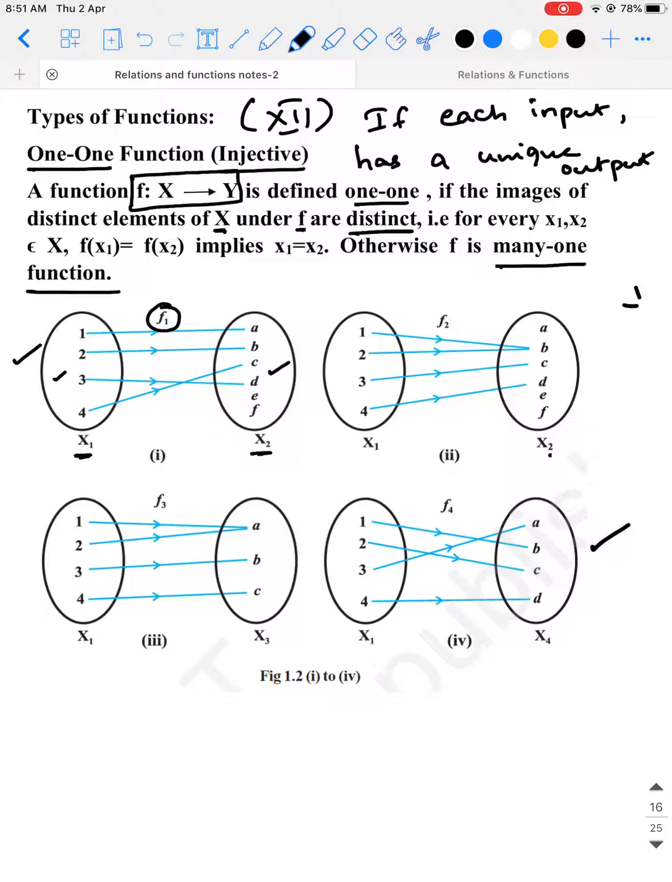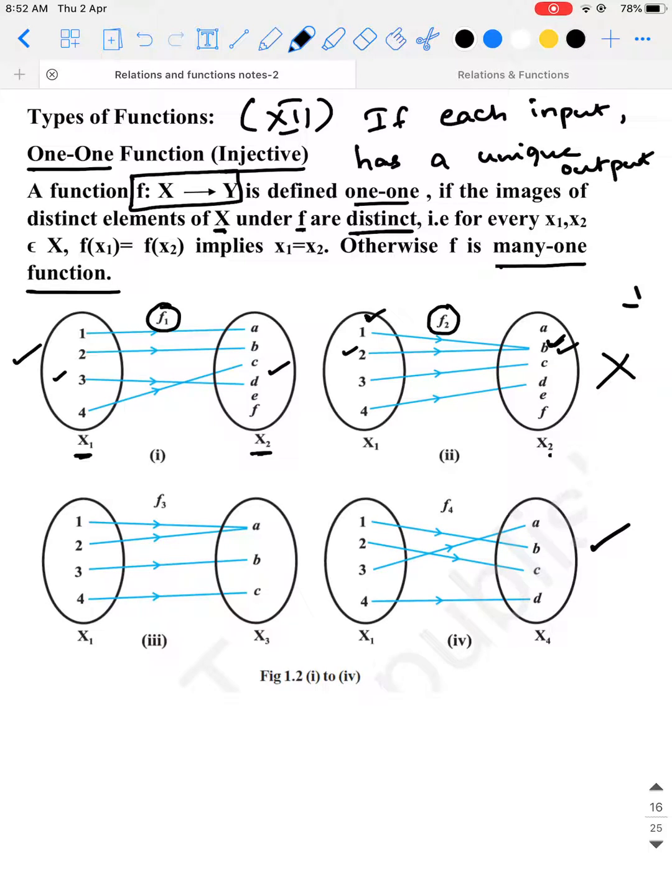Then how will a many-to-one function look? Let's observe this. Suppose you look at the function f2. From the diagram it is clear that the input 1 has the output b, and the input 2 also has the output b. This means two elements have the same output. Since this kind of condition exists, this is not going to be a one-to-one function. It is a many-to-one function.